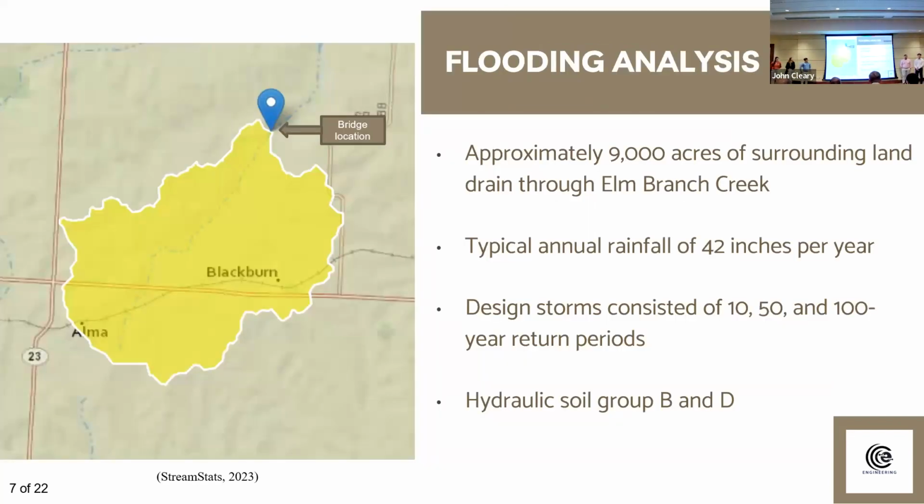So using software, extreme stats, and information given to us from our client in Saline County, Missouri, we were able to determine that there's approximately 9,000 acres of drainage on our street. It's over Elm Branch Creek. Elm Branch Creek at our location is approximately 2 miles south of the Missouri River. And using a rain gauge that we were able to acquire the data from, we determined that there's approximately 42 inches of rainfall per year. And then for our design storms, we did the 10, 50, and 100-year return periods. And then we also determined that our hydrologic soil group of the area is groups B and D.